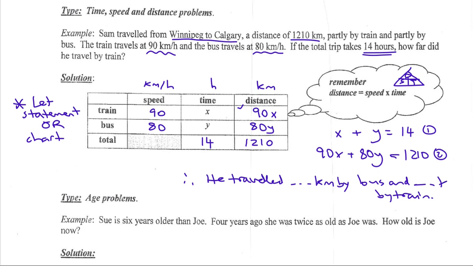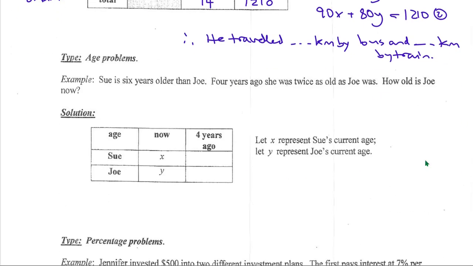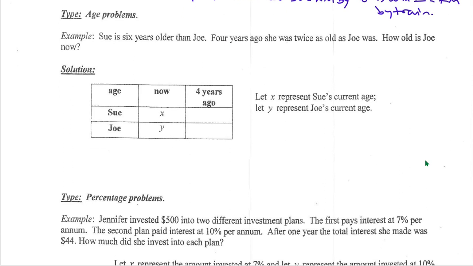Make sure that you have units in your final answer. Okay, the last type of problem is called an H problem. Okay, so Sue is 6 years older than Joe. 4 years ago, she was twice as old as Joe was. How old is Joe now?